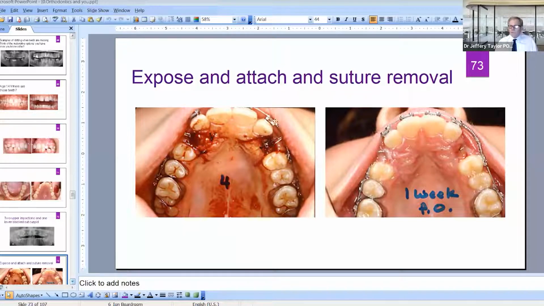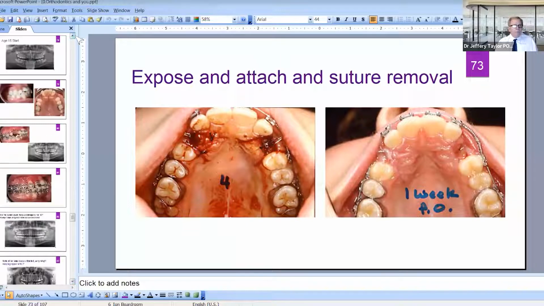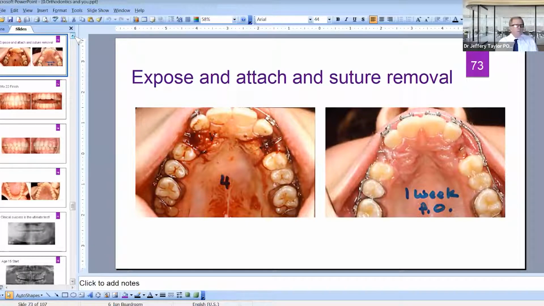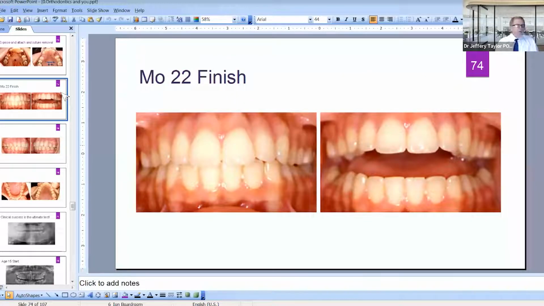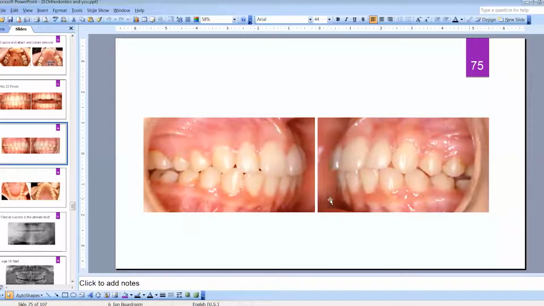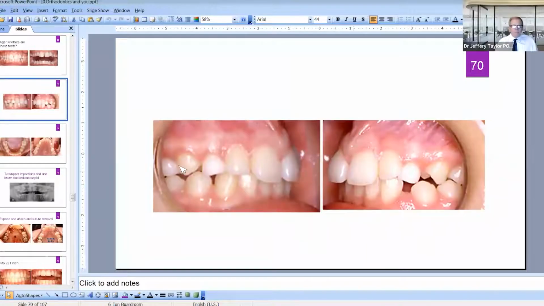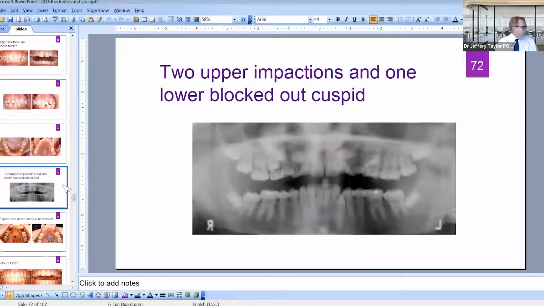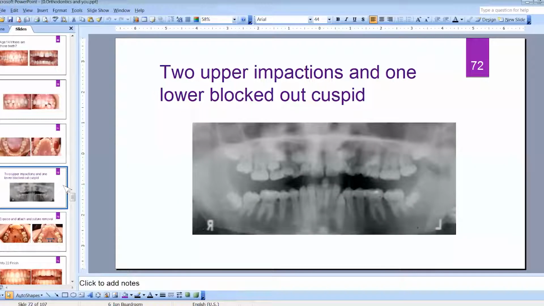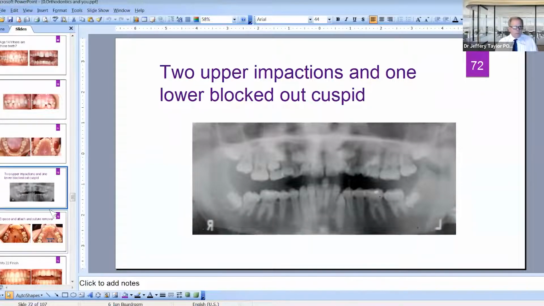Oh, it looks like we're not tracking very well. No one pointed that out to me. Let's see what's going on here. Derek, are you still with me, sir? Yeah, we see you moving the slides right now. Yeah. And I'm looking at a Panorex picture, and so are you, yeah? I'm looking at 2 upper impacts and 1 lower blocked out cuspid. Yeah, perfect. So we're in the right spot. Okay, just my other computer didn't look like it was tracking very well.